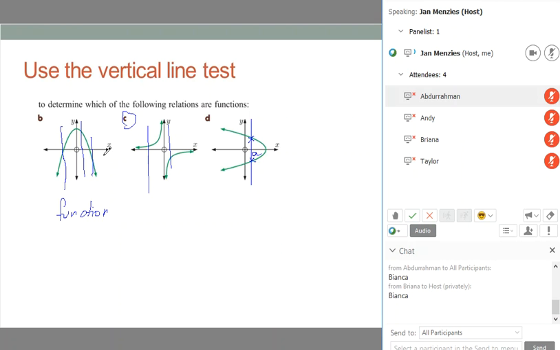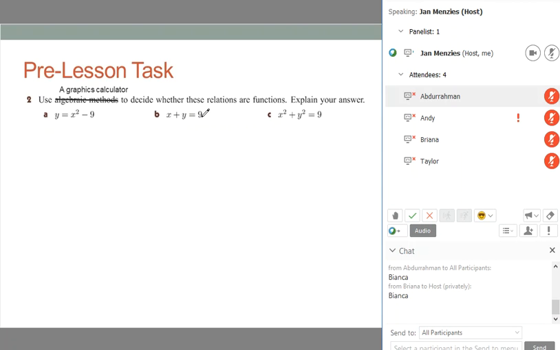All right, so with that understanding of whether it's a function or not by looking at the graph, I want you to decide if it's a function when you draw these things on your graphics calculator. So let's try part A. Now, can you write the function down? Let's write them down now. Part A, y equals x squared take 9. Part B, x plus y equals 9. And part C, x squared plus y squared equals 9.